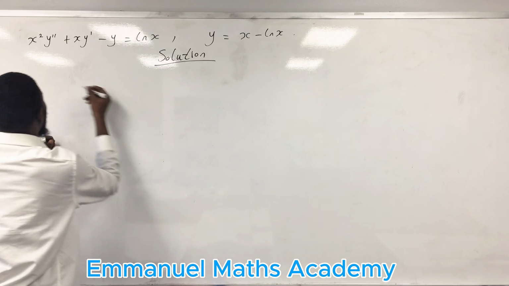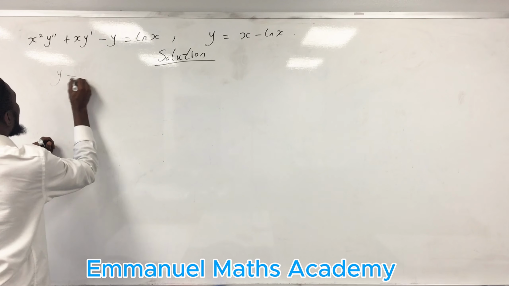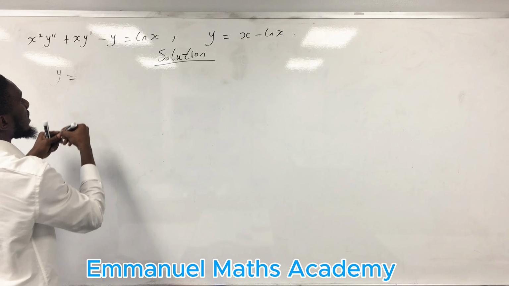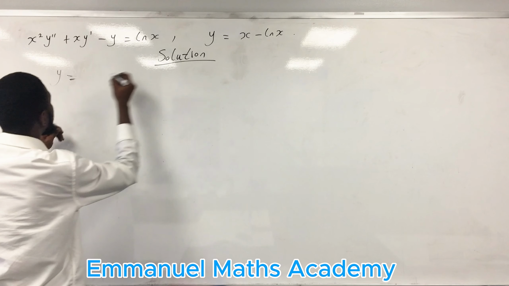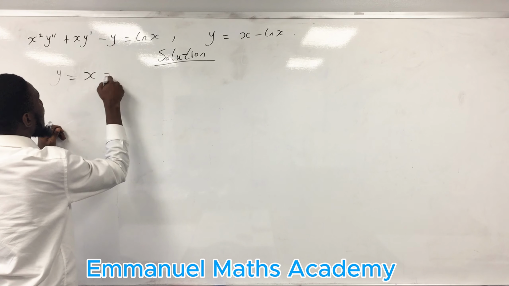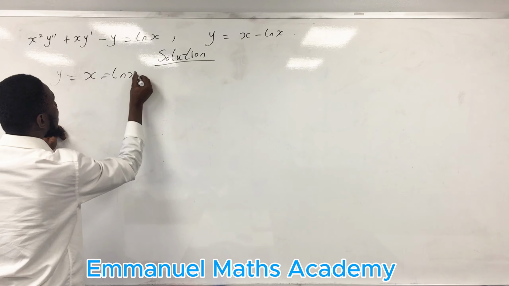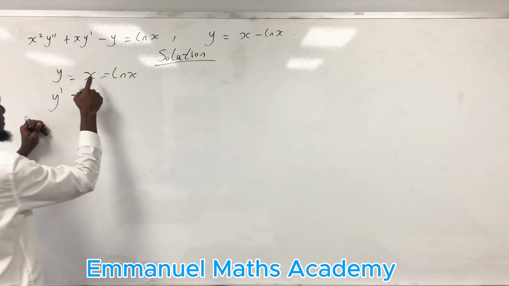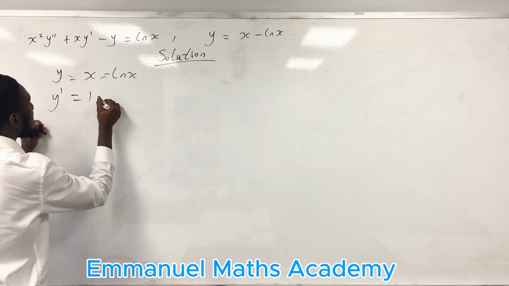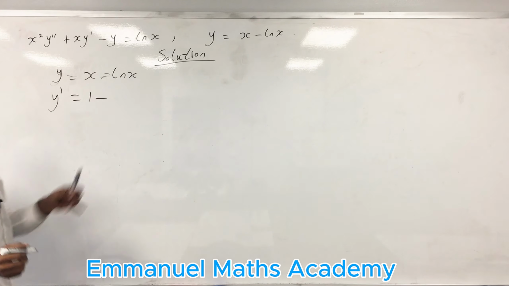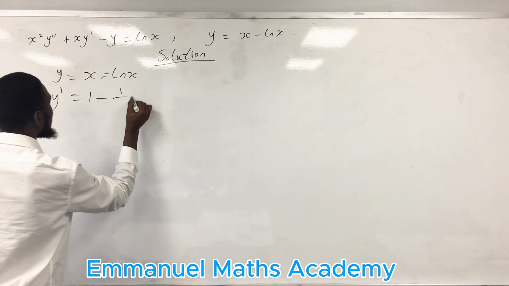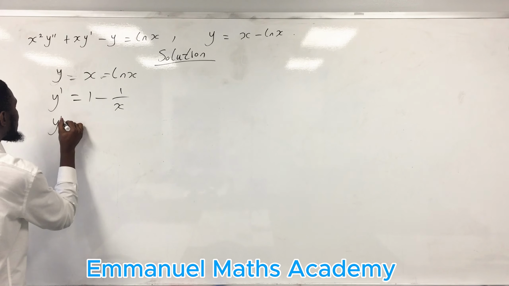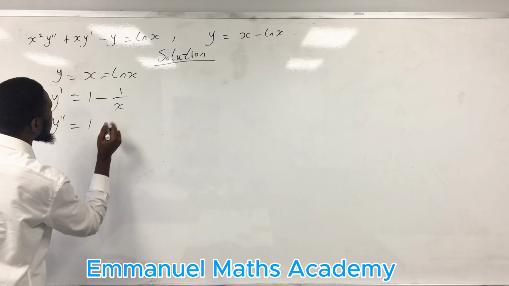So this is our y. Our y is x minus ln x. So y prime is what? y prime, if you differentiate y with respect to x, you have 1 minus, if you differentiate ln x, what do you have? 1 over x, right? So we differentiate the second time, which is y double prime, equal to 1.